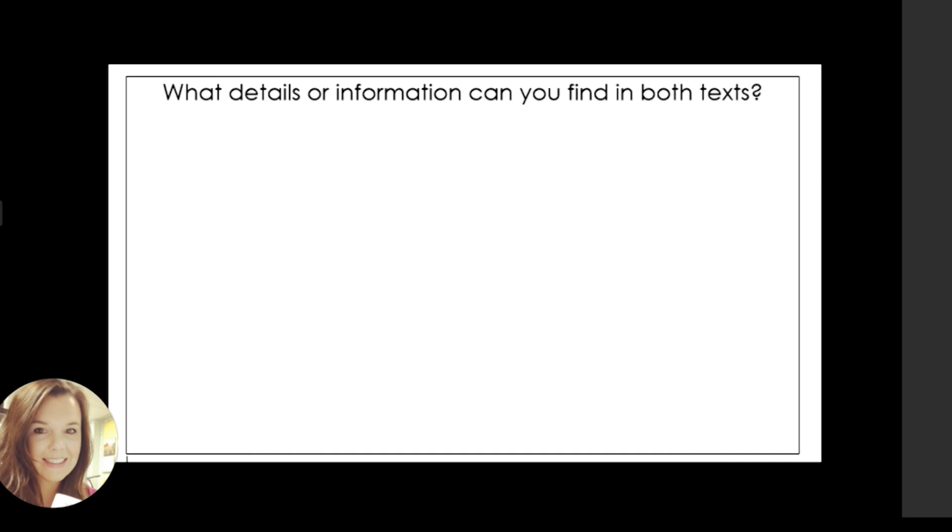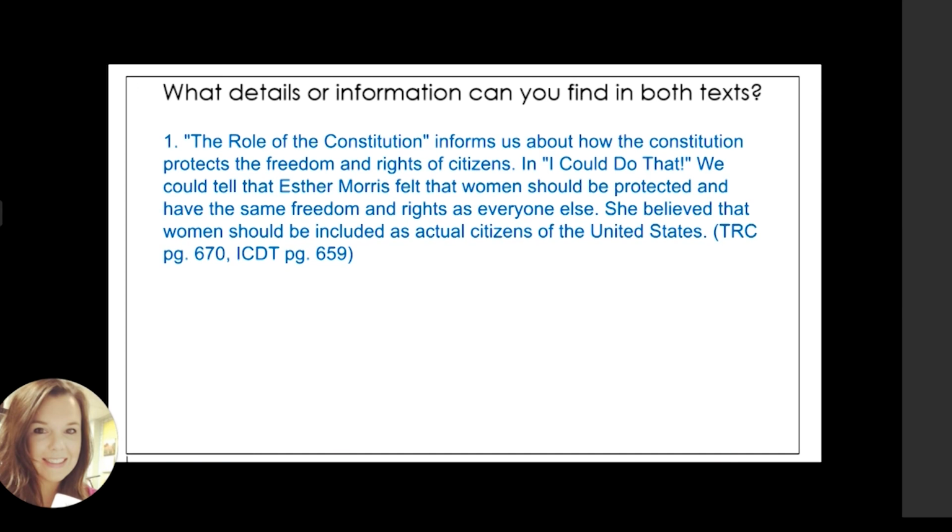So one piece of information that we can find in both texts is that the role of the Constitution informs us that the Constitution protects the freedoms and rights of citizens. And in I Could Do That, we could tell that Esther Morris felt that women should be protected and have the same freedom and rights as everyone else. She believed that women should be included as actual citizens of the United States. Go ahead and write your information down on your paper if you haven't yet.